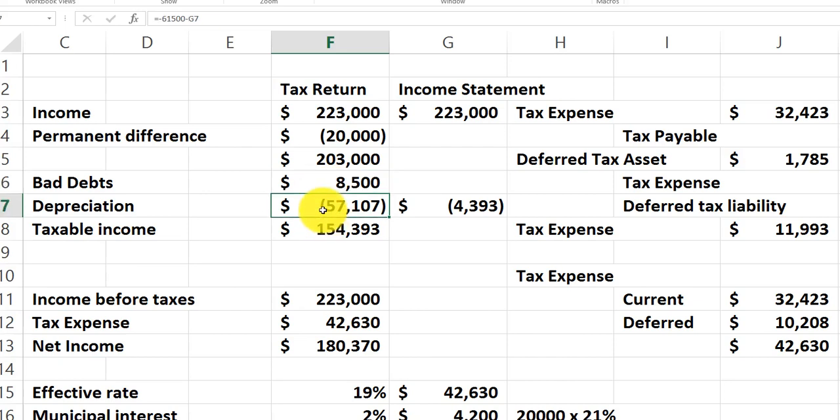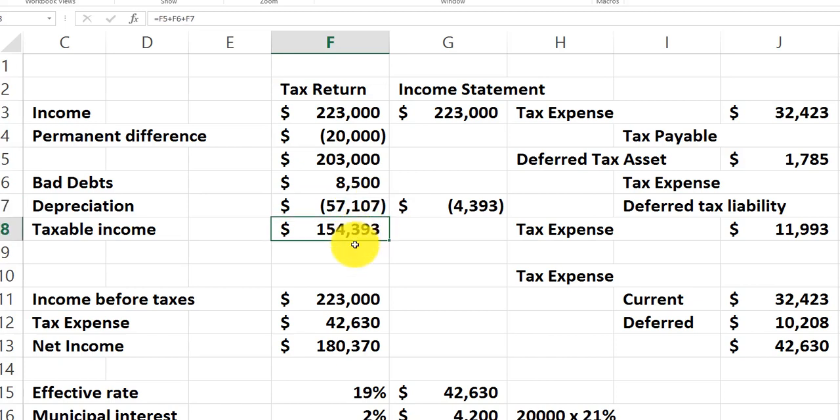The depreciation is almost always a deferred tax liability. In this case, it's true. We have an asset we bought for $61,500. The actual depreciation using straight line included in the income is $4,393. I just put that here for information purposes. That's what was included as part of the income statement to get our income before taxes. The depreciation on the tax return is $61,500. We're going to depreciate it 100% in 1 year, and so the difference is $57,107. That's the difference between what's on the tax return and what's on the income statement.